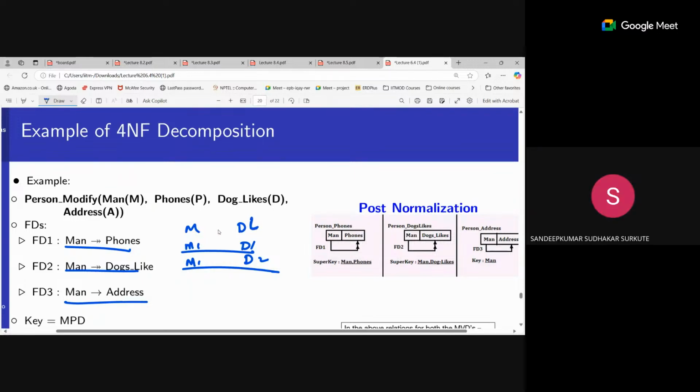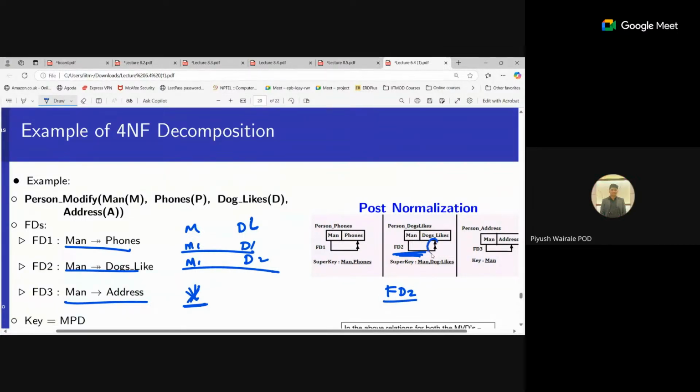Probably I'm not able to convey my doubt. Let's go by the 4NF criteria. 4NF criteria says if alpha multi-determines beta, alpha should be the super key, right? So if this is 4NF decomposition, man multi-determines dog is not meeting that criteria. What is the FD here? What is the functional dependency here?